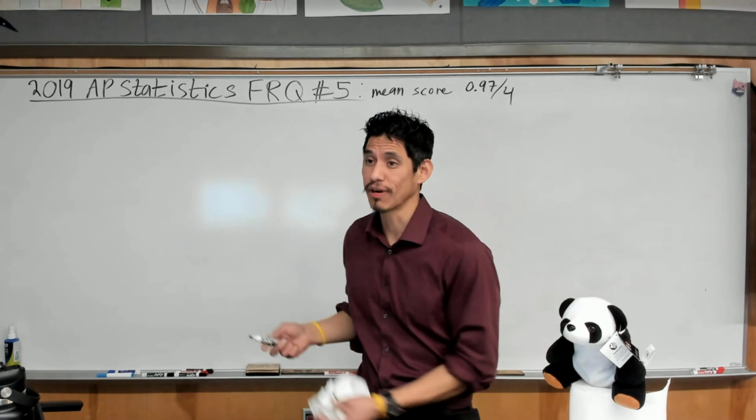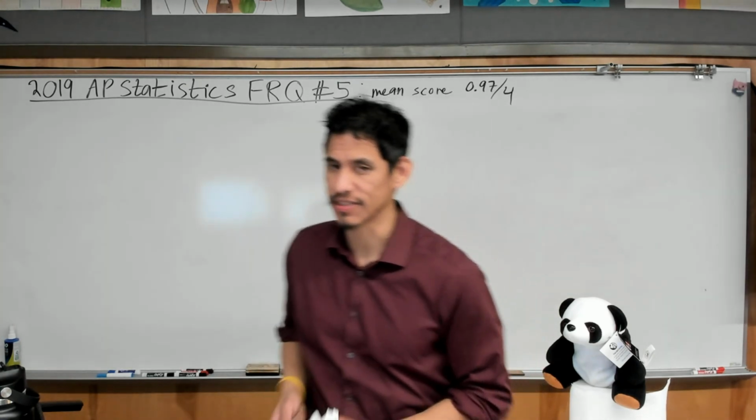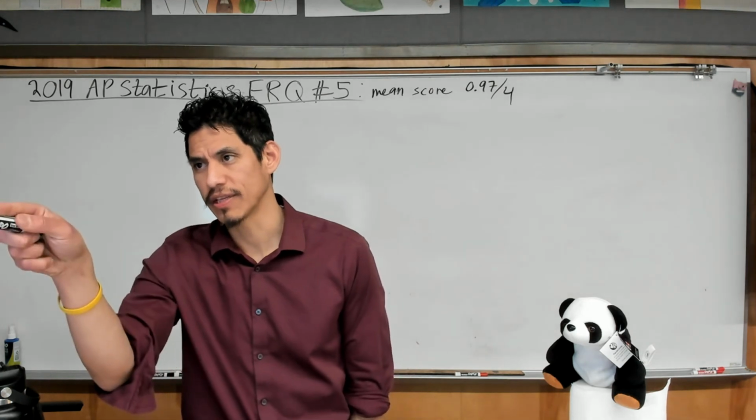All right, so as you probably guessed it, this problem deals with probability because that's always the lowest scoring section on the exam because it's tough. But let's look at it step by step.